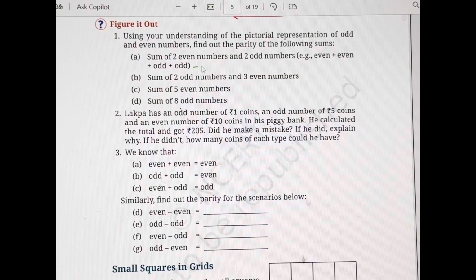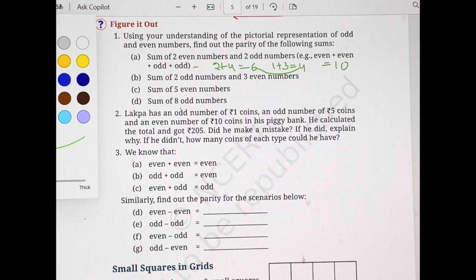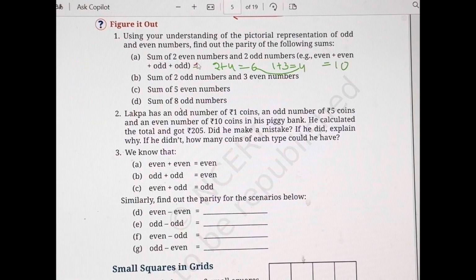So two even numbers means you can take 2 plus 4, which gives you 6. Then two odd numbers will be 1 plus 3, which gives you 4. And if we add 6 and 4, we are getting 10, which is an even number. So our answer will be even. The first answer is even number, right? So this way you can take examples and establish the rule.